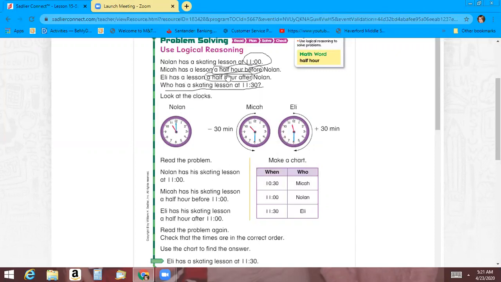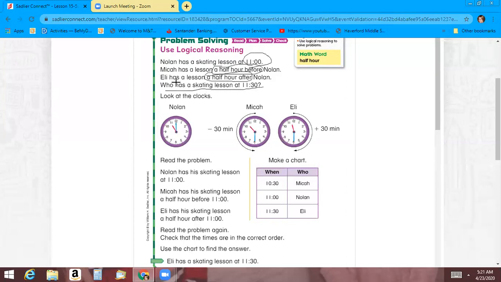Micah has a lesson that's a half hour before Nolan. So we have to go backwards 30 minutes. So if we were to do that, we would take our minute hand and bring it all the way back around, going backwards to the 6, which then means my hour hand has to move backwards towards the 10, and it's going to be at half past because that minute hand's on the 6, which tells me that my hour hand didn't make it fully back to the 10 yet. So now I know that Micah had his skating lesson at 10:30.